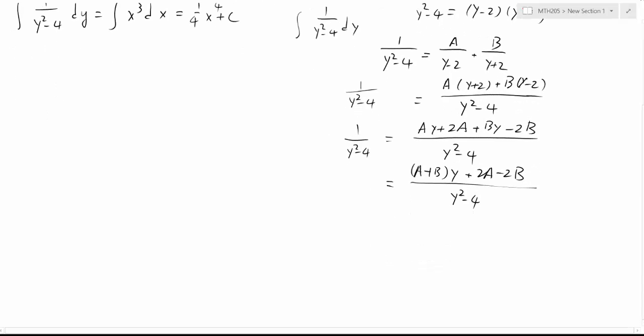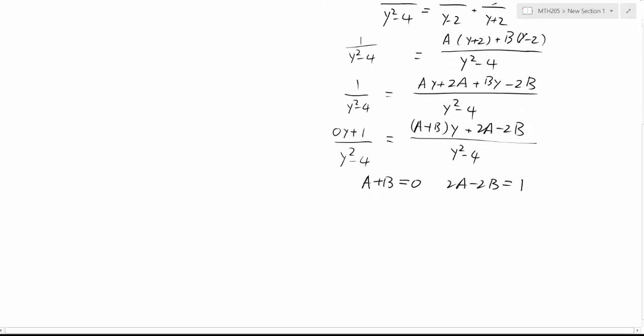Now we compare with the left-hand side. On the left-hand side, we have constant 1, and we don't have any y. That means 0 times y plus 1. So now we have two equations: A plus B must be 0, and 2A minus 2B must be equal to 1. So we can see that B is equal to negative A, and substituting inside we have 4A is equal to 1, so capital A is equal to 1/4, and B is equal to negative 1/4.